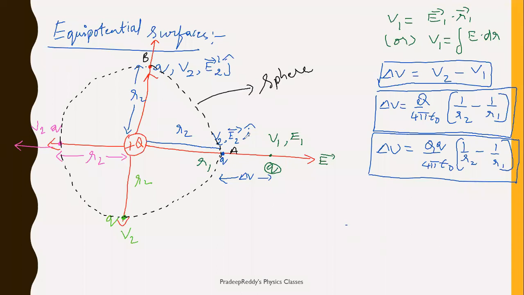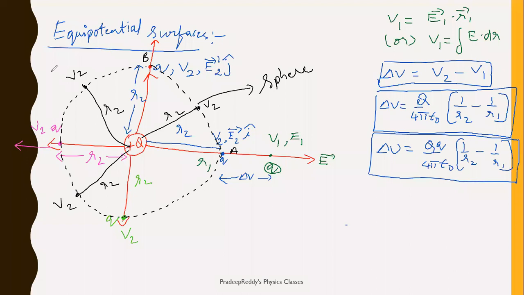So not only east, west, north, south, northeast, southwest, all those directions, there will be the potential, and that distance will be the same. Like here to here, it is R2 distance. Therefore, here also you will have the same potential. Here to here, it is the same distance R2, so here also you will have the same potential V2. Here also the distance is the same R2. Therefore, here you will have the same potential V2. If you join all those points, you get a spherical distribution, and that whole sphere has the same potential.